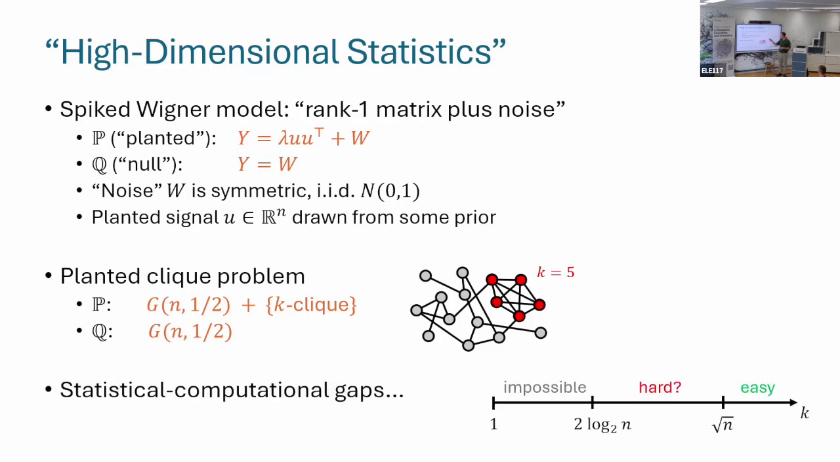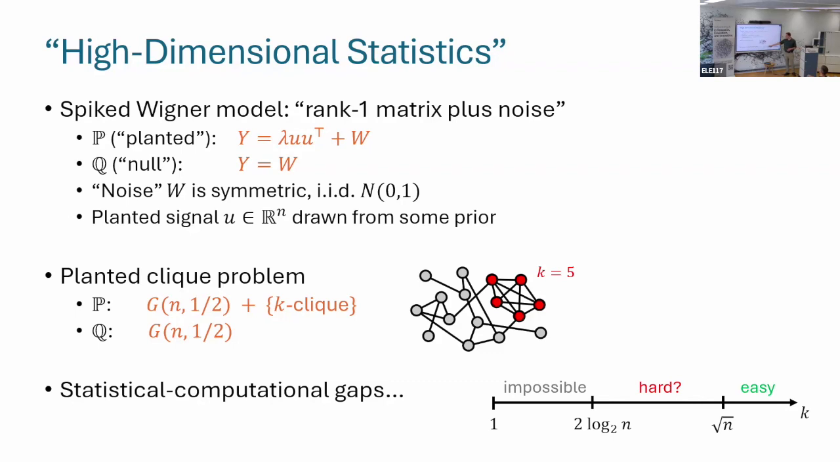For this style of problems, one well-known phenomenon that we are intrigued by is the idea of a statistical-computational gap. In this planted clique problem, which was one of the earlier examples, k is the clique size, which is the signal strength. So the problem should get easier as k increases. And the problem goes through three different phases.